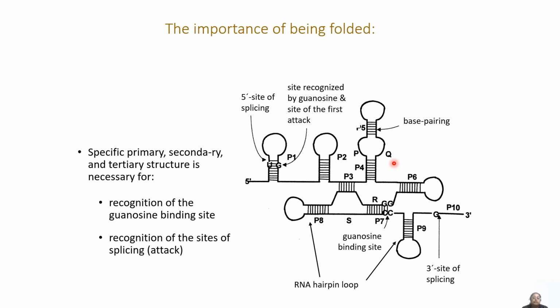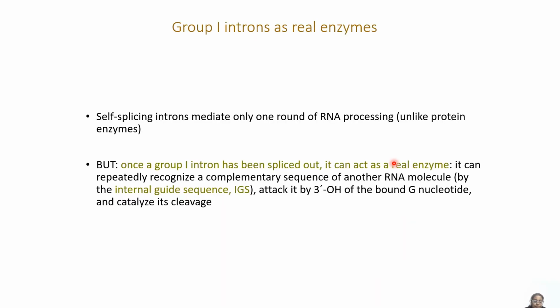So what is the importance of being folded? Specific primary, secondary and tertiary structure is necessary for recognition of the guanosine binding site. Recognition of the sites of splicing or attack.